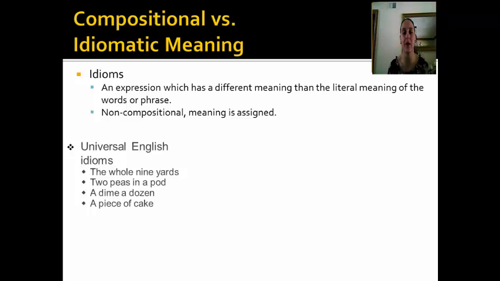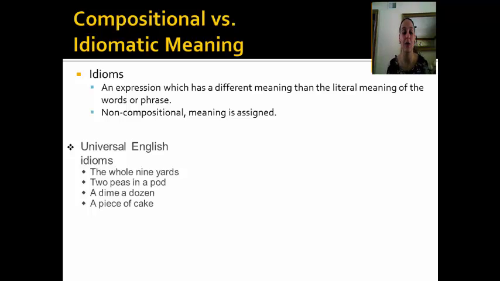So if you think about 2 peas in a pod, if an English language learner were to read that sentence, 2 peas in a pod, they wouldn't be able to understand that what is actually meant is, it's a saying to say that 2 people are very close. A dime a dozen, meaning that it's very sort of unique, or you don't really often find that particular thing.